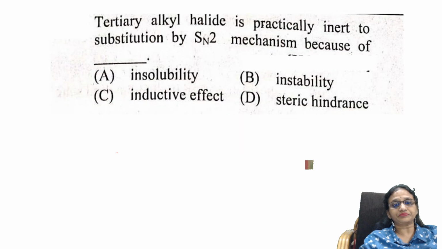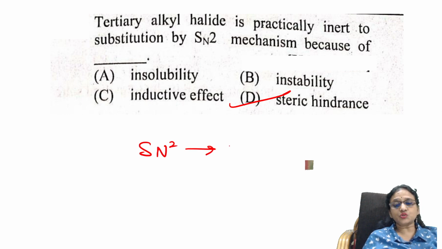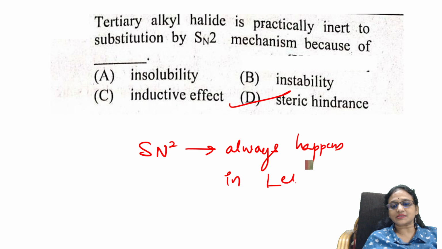Now one more question. Tertiary alkyl halide is practically inert to substitution by the SN2 mechanism, for why? Yes, because of steric hindrance. SN2 always happens in less sterically hindered groups, in less bulky groups, not bulky alkyl halides. Remember, alkyl halides. Got it, students?